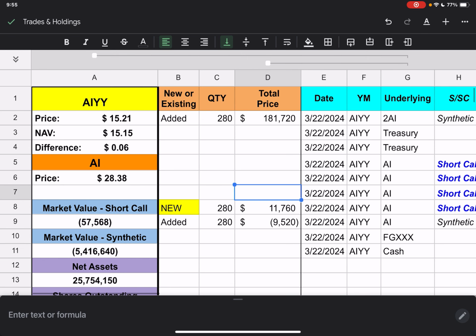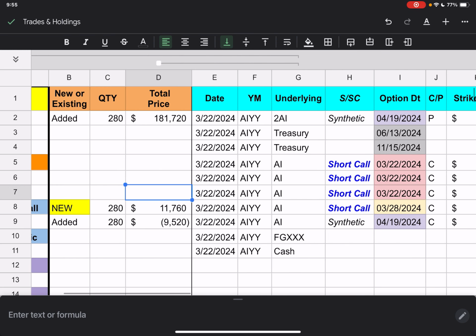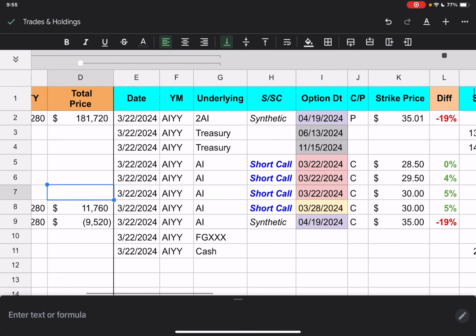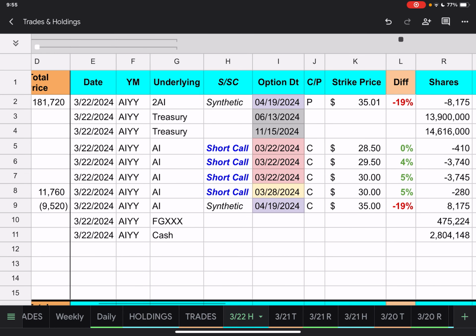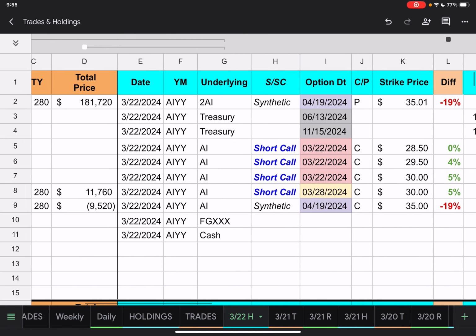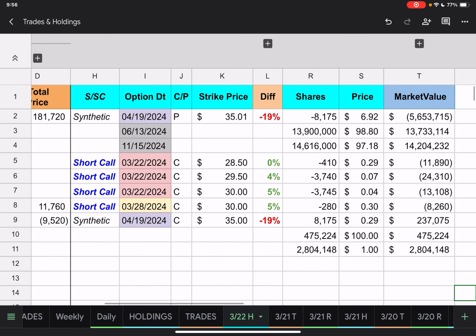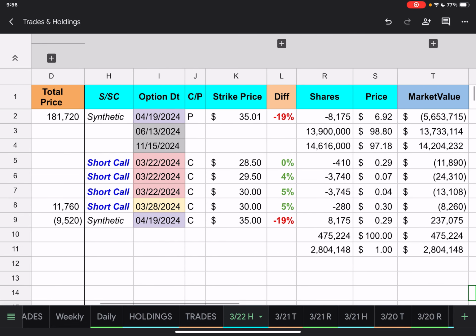Yeah, I'm going to assume these over here were the same, 15.21 and 28.38. I honestly can't remember. But anyway, so now you can see the new there and the 280 contracts and the plus. They brought in 11,760 there. So, and I'm going to hide that now. All right, so we have 4 short calls.